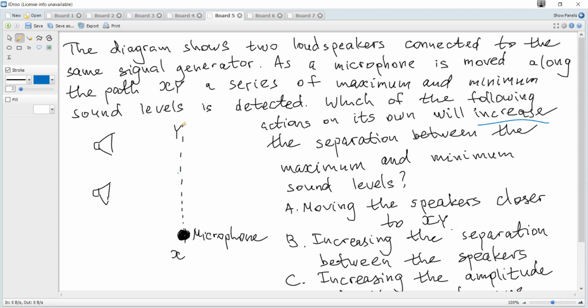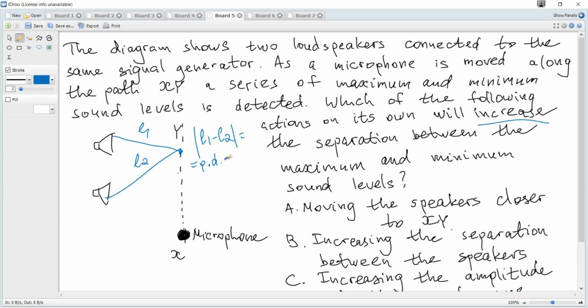Since the two signals arise from the same signal generator, they will be coherent, and hence we will observe an interference pattern. And we know the next formula. The general formula is that if you consider some point, and this distance is L1, this is L2, then the absolute value of L1 minus L2 is called the path difference.